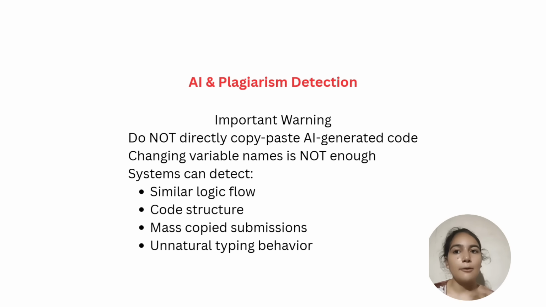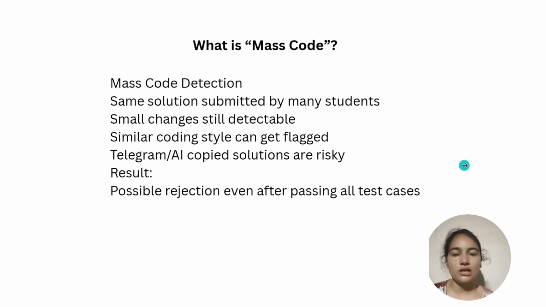Their system not only compares variable names, they analyze code structure, logic flow, typing pattern, submission timing, similarity with mass submissions, and even your behavior during the assessment. For example, suppose a difficult DP or graph question appears, and someone immediately starts typing a perfect solution within 1 minute. Then the system already understands that something is suspicious, because naturally every genuine student takes time to read, understand, and try to run the problem.